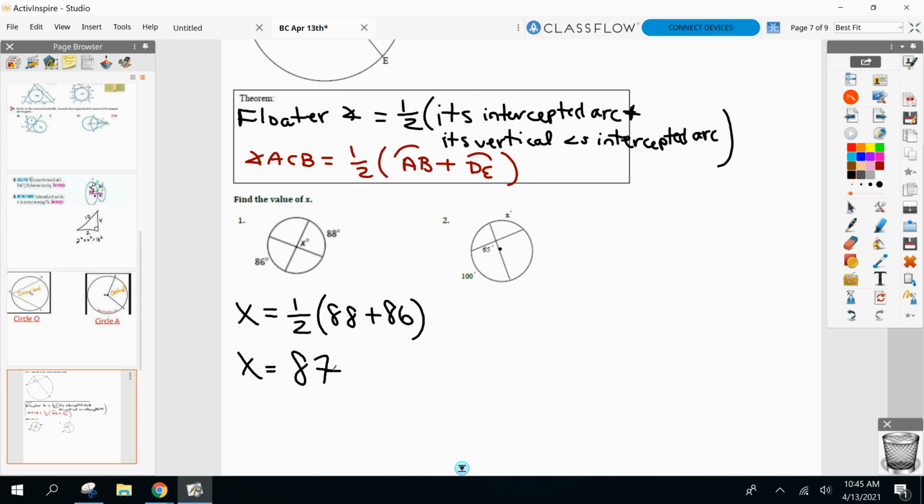Now on number 2, I gave you the floater angle. Now you know the value of the floater angle. It's 65. So now I'll start this off by saying the floater angle, 65, is equal to half. What arc belongs to 65 degrees? 100, plus the vertical angle's arc, which we labeled x.